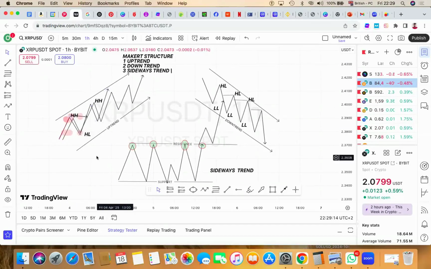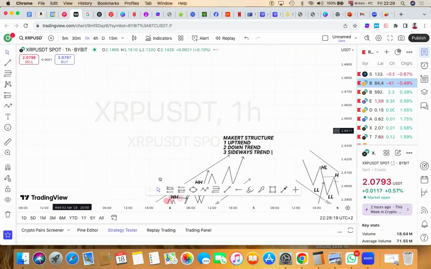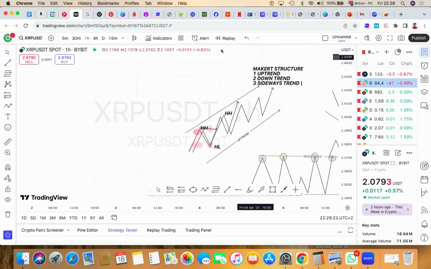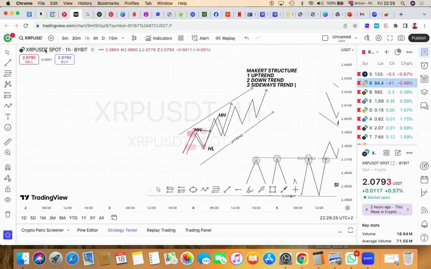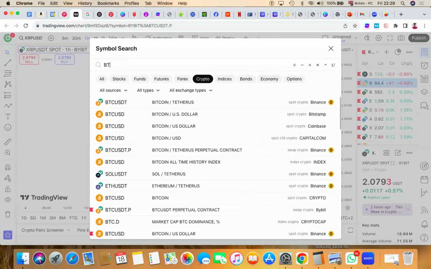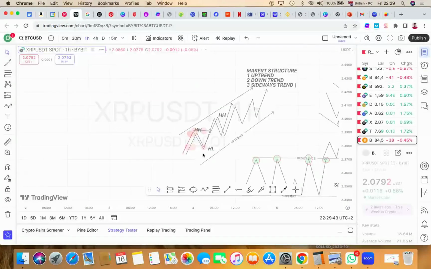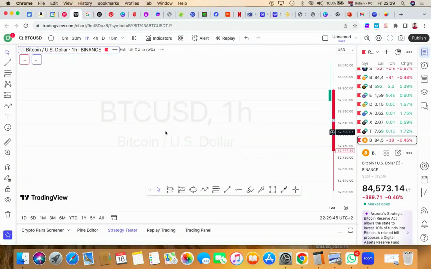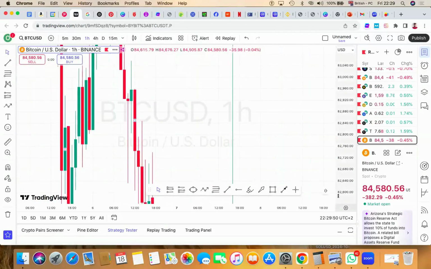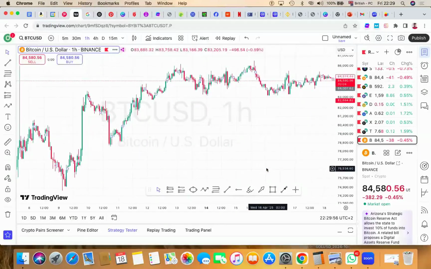So let's go to a real scenario to show us from the chart. In a scenario of an uptrend, for example, let's look for a pair that we can use here. For example, BTC. Let's use Binance. So for example, in this case right here.